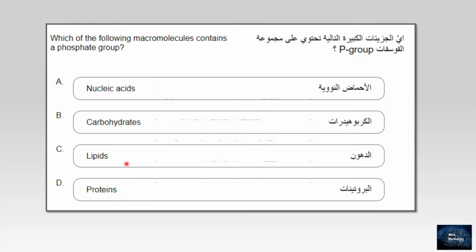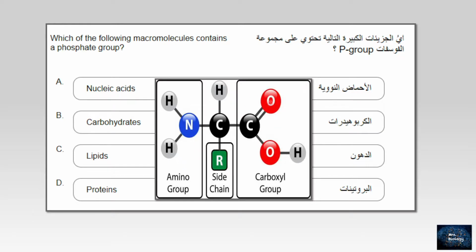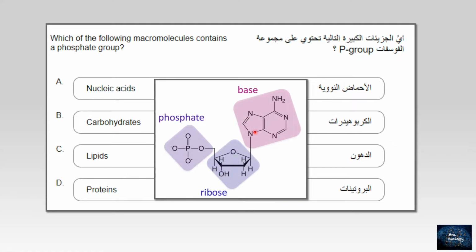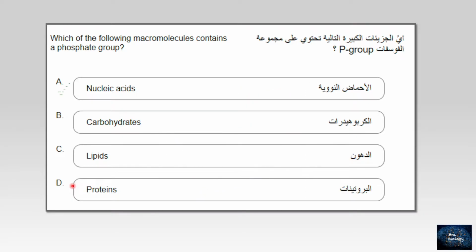Okay, moving to protein. We all know that the amino acid is the monomer for the proteins. So amino acid with amino acid, and so on, connect and make the polypeptide chain. So where is the phosphate group? That means the right answer is the nucleic acids.